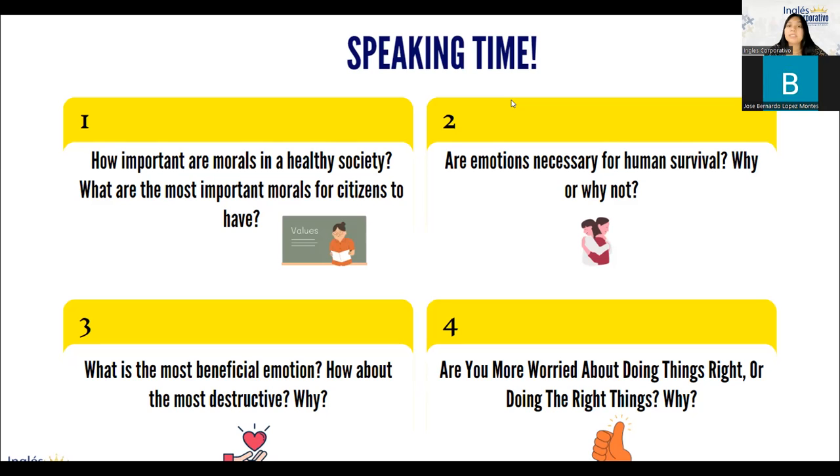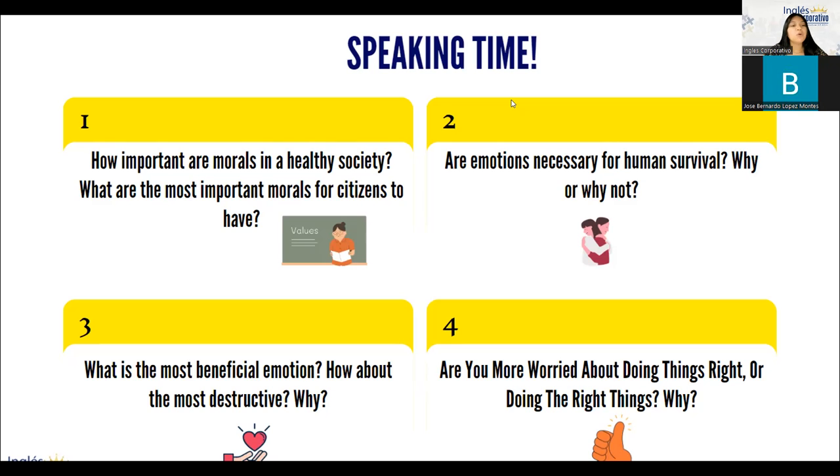Okay. Got it. And do you think that emotions are necessary for human survival? Yes. Why? Because with emotion, we feel sympathy, it's love, and if we feel love, we have more empathy with the other ones.